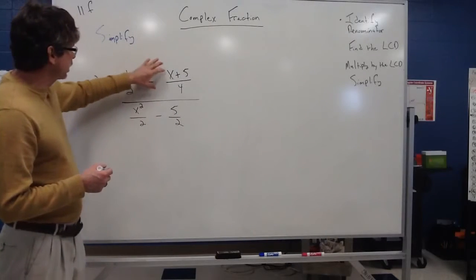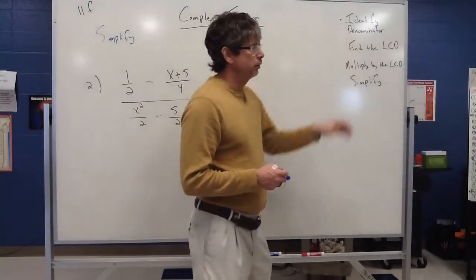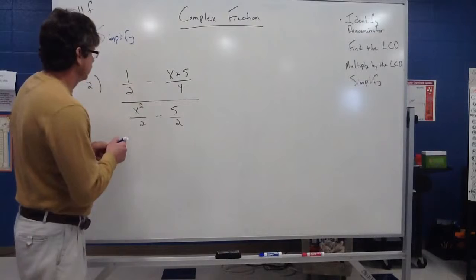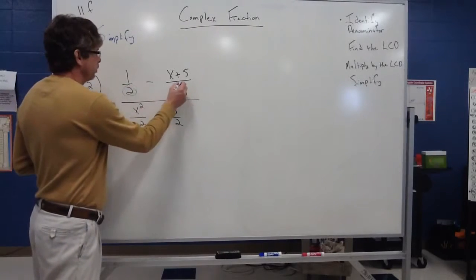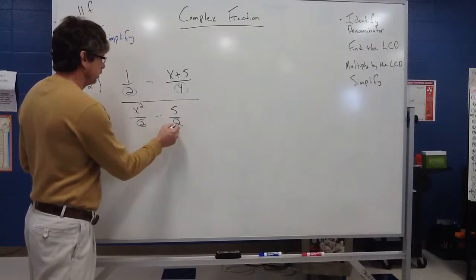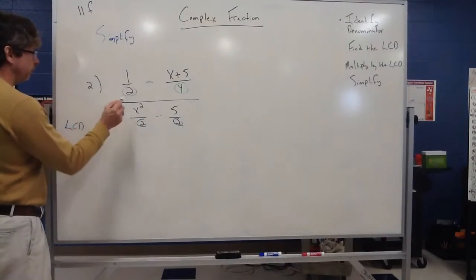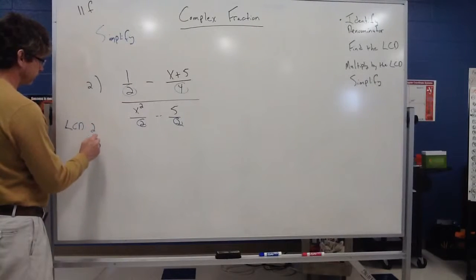Again, we have a complex fraction. We have fractions over fractions. Again, we want to identify that denominator. So looking at the top fraction, we see this 2 and this 4 as our denominators. On the bottom, we just see these 2's. So all we really see for our LCD is just a 2 and a 4.